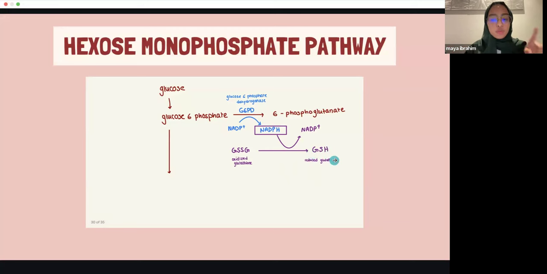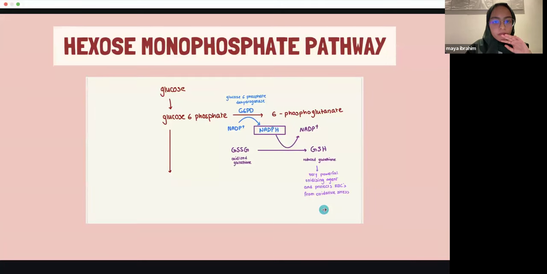So reduced glutathione is a very powerful antioxidant. What does that mean? It means that it neutralizes reactive oxygen species, which are very harmful to our red blood cells. So we need to protect them from that using this reduced glutathione.